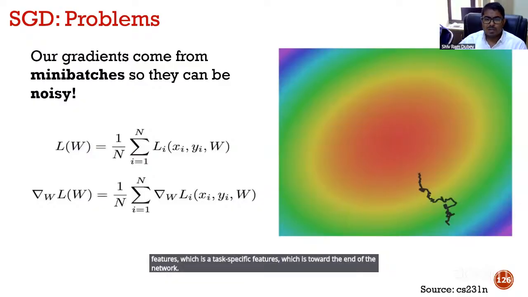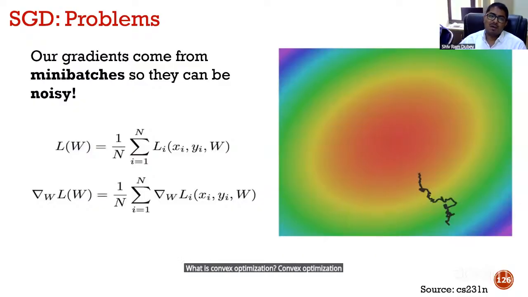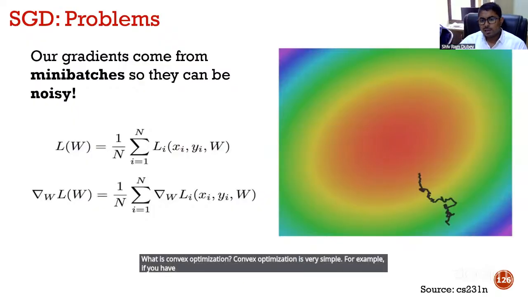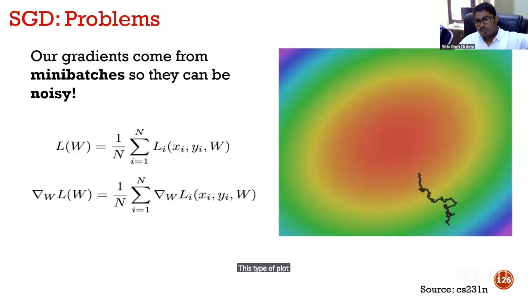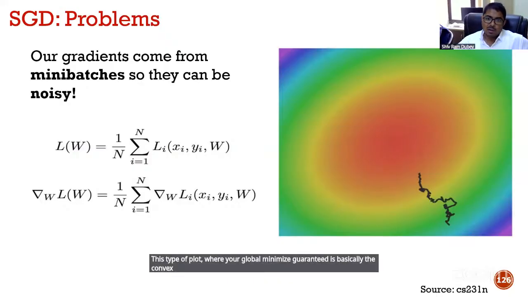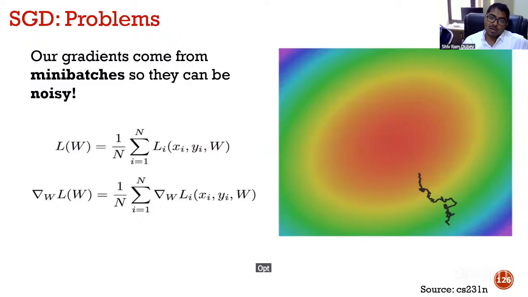What is convex optimization? Convex optimization is very simple. For example, if you have y equals x squared, this type of plot, where your global minima is guaranteed, is convex optimization, where you have only one minima and that is the global minima. And what is non-convex? Where you have a lot of local minima. That is the non-convex problem. In practice, the deep learning optimization that we are doing is a non-convex optimization problem.